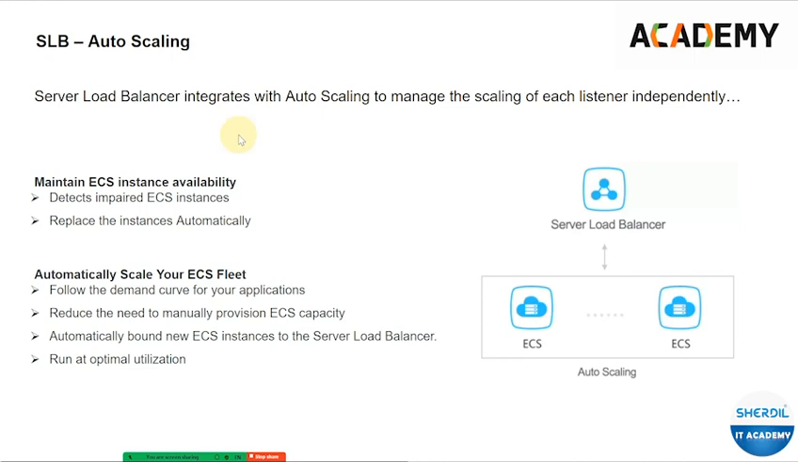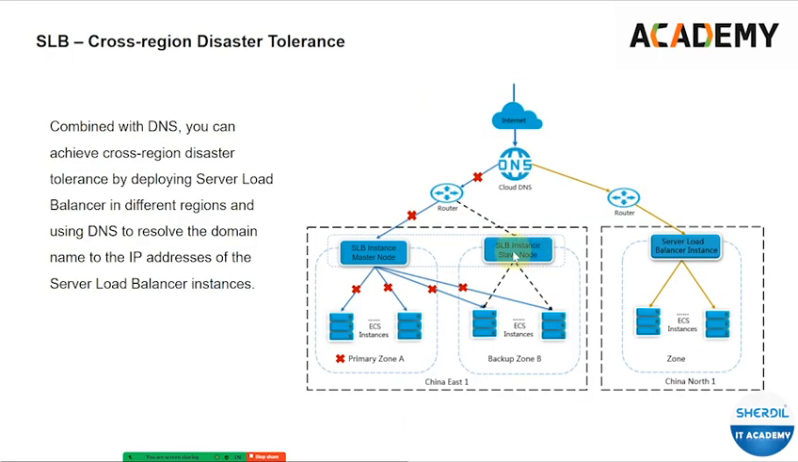Server load balancer integrates with auto scaling to manage the scaling of each listener independently. It maintains ECS instance availability, which actually detects impaired ECS instances. Now, if you see the diagram, let me re-explain the diagram.